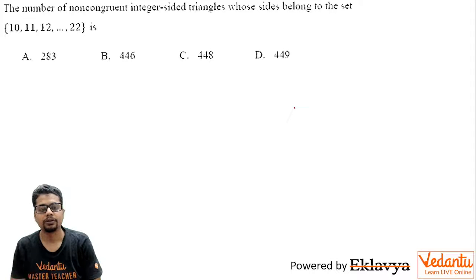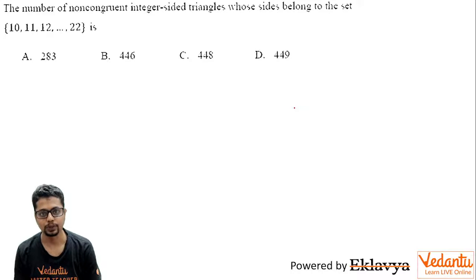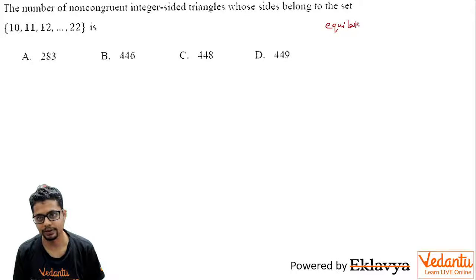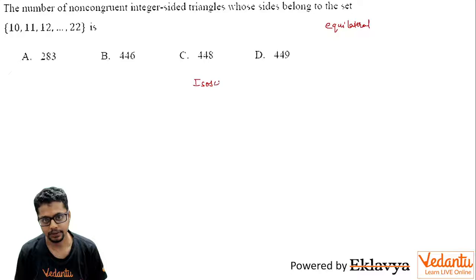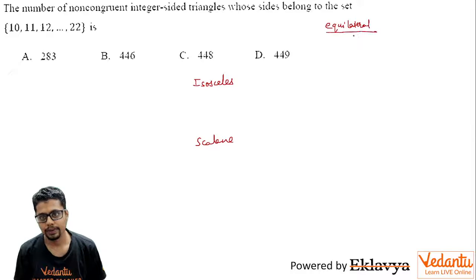Everyone, the question is: the number of non-congruent integer-sided triangles whose sides belong to the set {10, 11, 12, 13, and so on up till 21, 22} is? Since we want non-congruent triangles, let's first talk in terms of the types: there can be either an equilateral triangle, an isosceles triangle, or a scalene triangle.